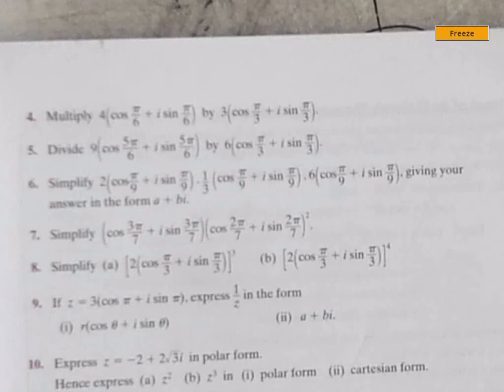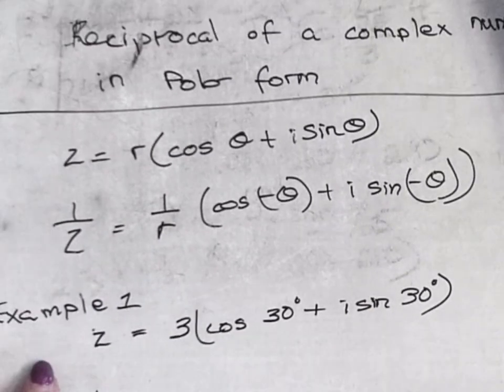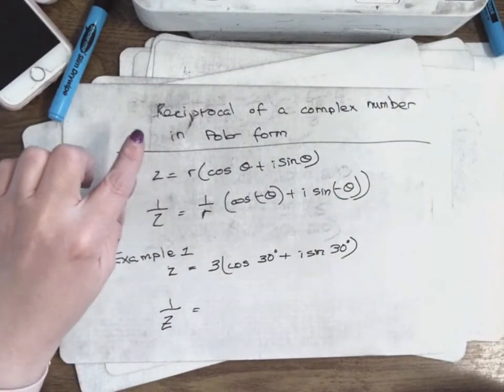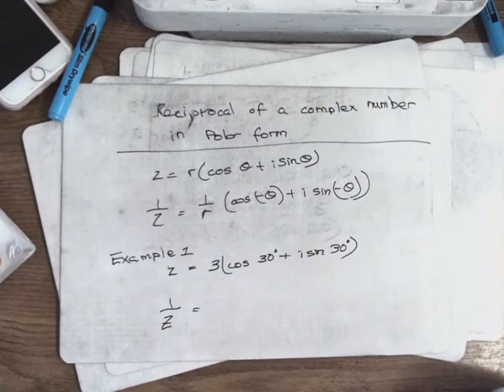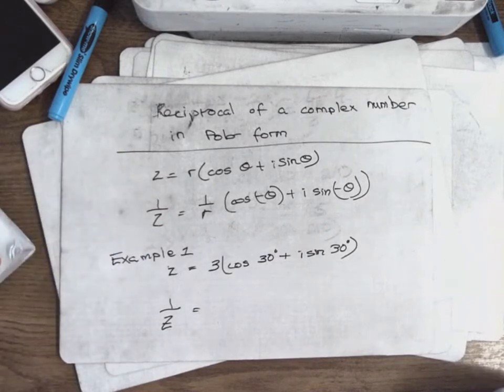Right, one little bit on that section that I never did was, if we have the reciprocal of a complex number in polar form. So the reciprocal of a complex number in polar form. Remember, a reciprocal of 2 is 1 over 2. The reciprocal of 7 is 1 over 7. The reciprocal of 3 over 2 is 2 over 3. Right? So the reciprocal is put 1 over it.